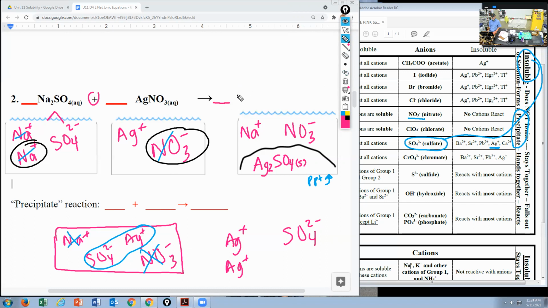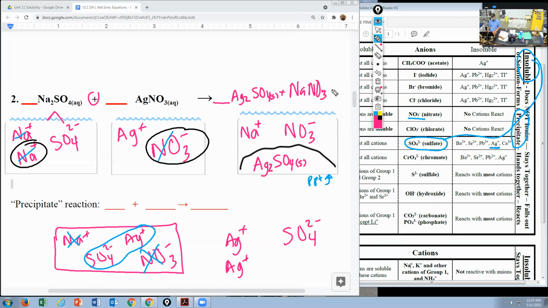All right, so Ag2SO4, solid, plus NaNO3, and then that, ladies and gentlemen, is going to be aqueous, because aqueous means they're still floating around in solution. So we're pretty much done right here.